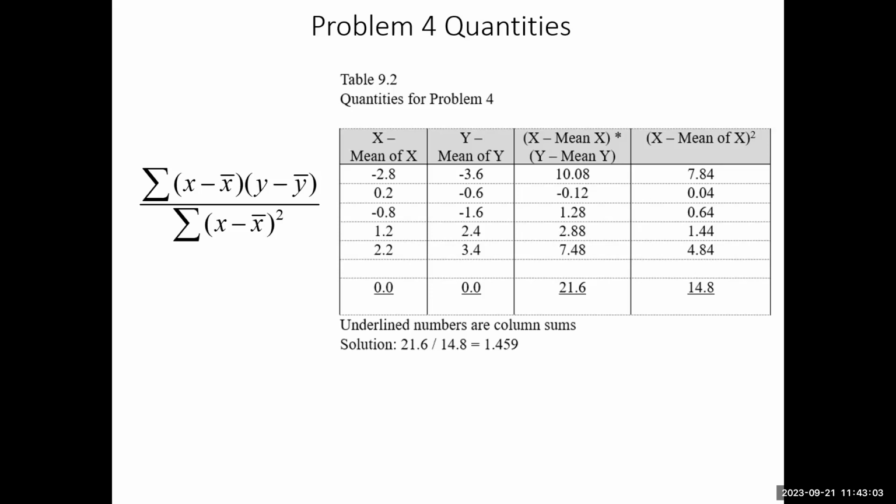In our column on the far left, we've got x minus the mean of x. As we move to the right, our second column is going to give us y minus the mean of y. And then our third column is going to give us the product of those deviation scores. So those first 3 columns are relevant to what we've got in the numerator of the equation. In the fourth column, the column on the far right, we've got x minus the mean of x, squared. And so that column is related to the denominator.